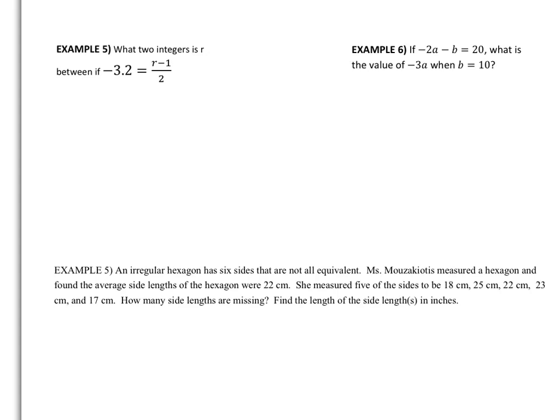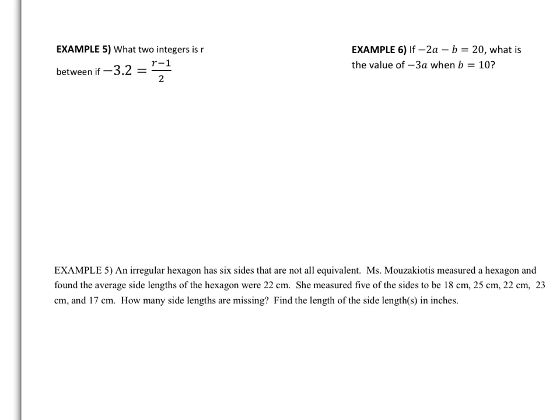Alright, we are going to do our second video on Objective 124 today. So this is video 2 on Objective 124. So we're going to start with example number 5. And example number 5 says, what two integers is r between if negative 3.2 equals (r minus 1) over 2?